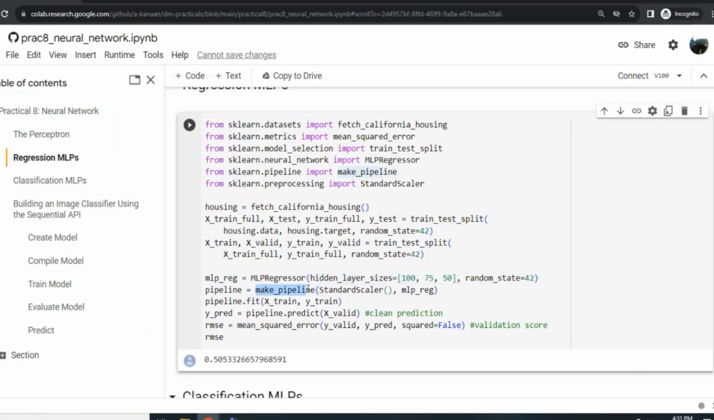Then we prepare our pipeline. We add standard scalar along with MLP regressor. Why do we need standard scalar? Standard scalar indicates what? What are we applying? Standard scalar means we are applying what? Feature encoding.